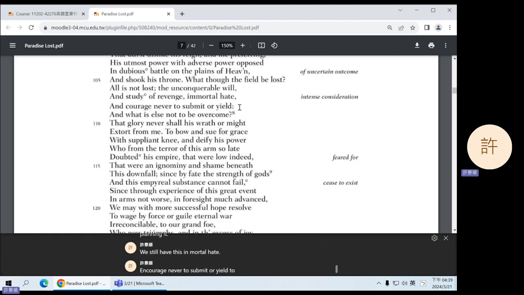To submit means to recognize somebody else as more powerful. 俯首称臣. Yield means to give up. So he's saying we lost the war, but we still have our intention, we still have our revenge, our hate, and our courage never to give up.